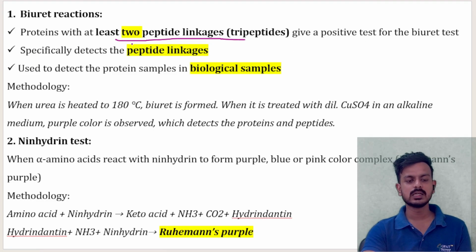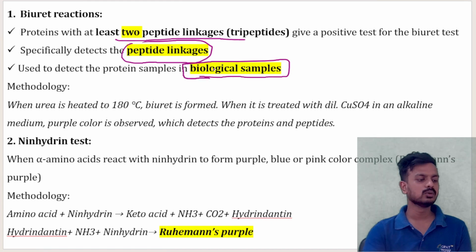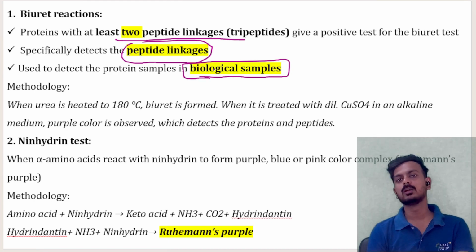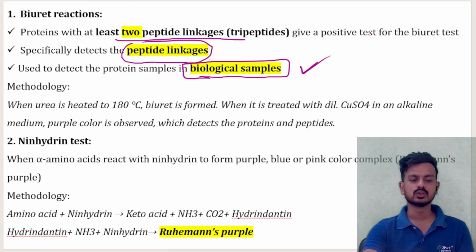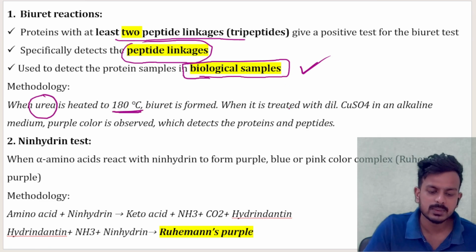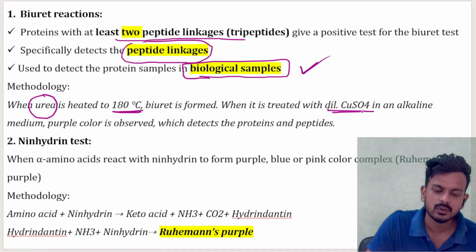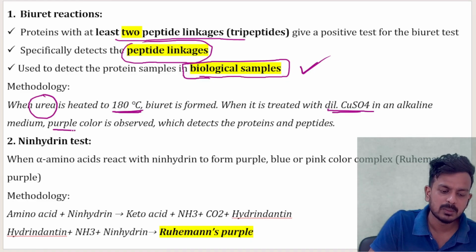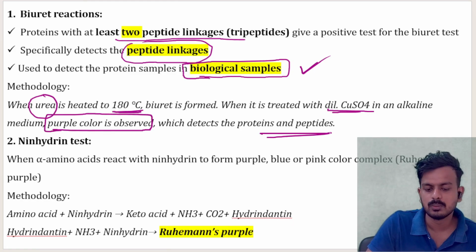It specifically detects the peptide linkage and detects protein in a biological sample. Suppose you want to check the protein level in urine, or in the blood. In such cases, this biuret test can also be used. So how does the biuret test basically work? When urea is heated over 180 degrees centigrade, biuret is formed. This biuret is treated with dilute copper sulfate in an alkaline medium to give a purple color, which detects the presence of protein or peptide.